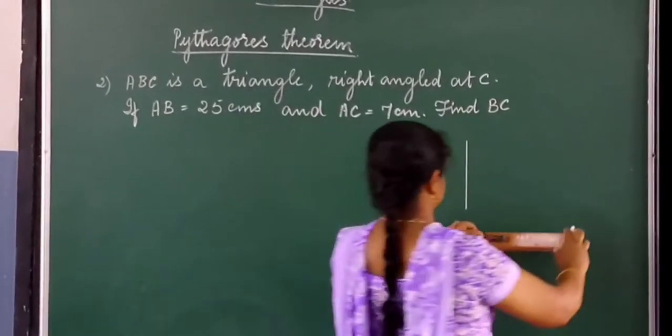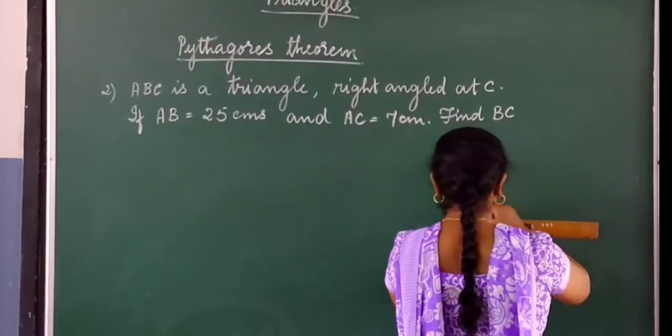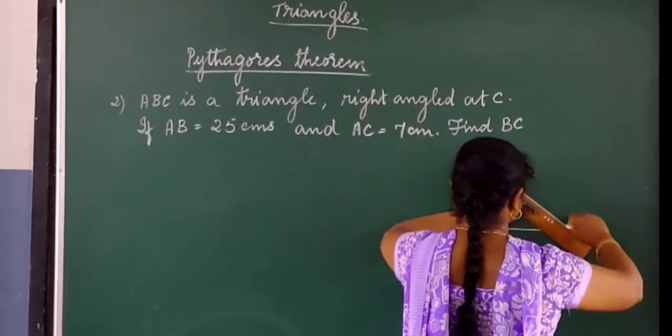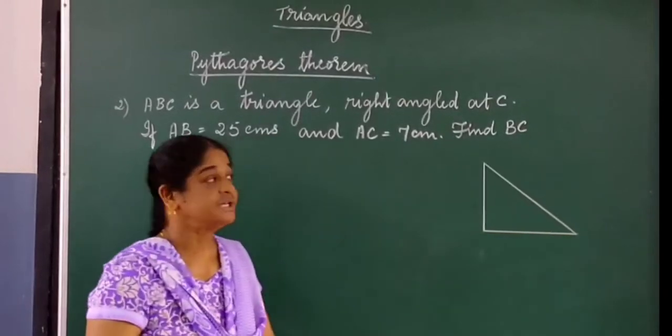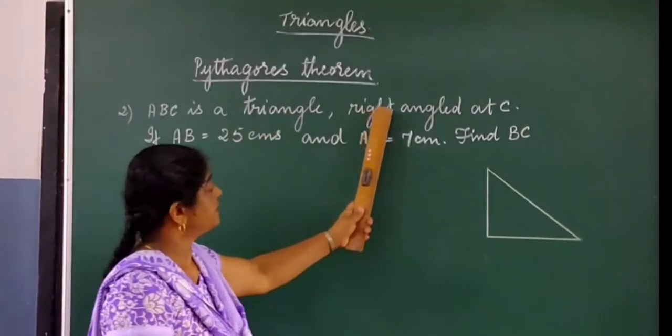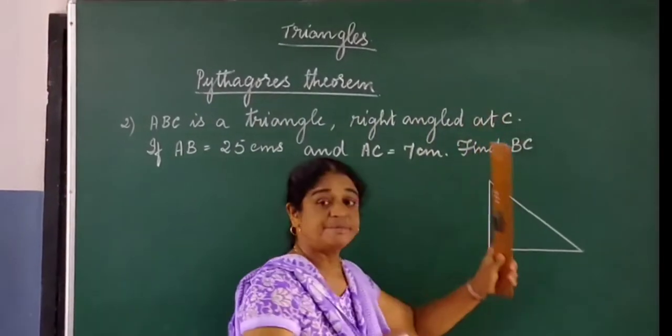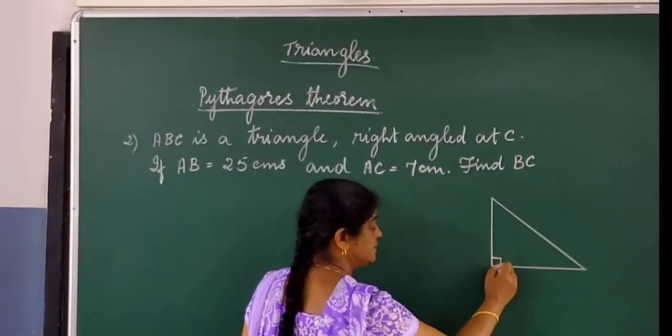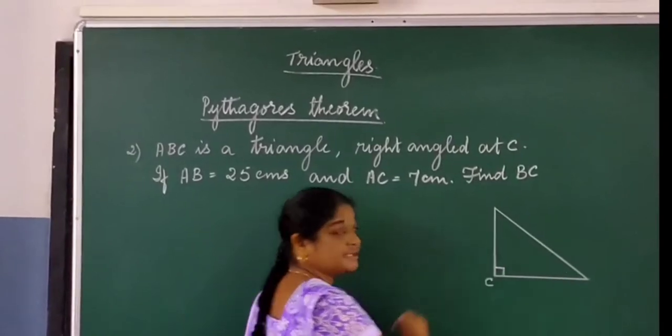Very important, you have to always draw a rough figure of the right angle triangle. Now they say right angle at C. That means the right angle must come at the point C. Right angle is here and this point is C.